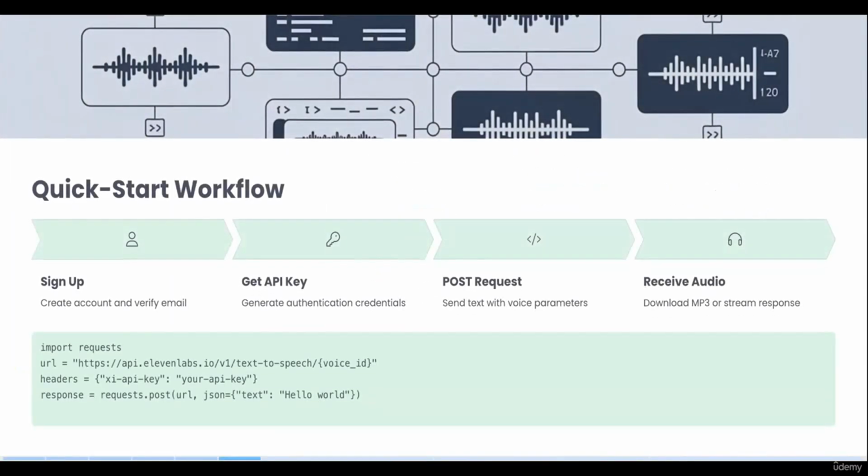If we talk about the quick start workflow, you just need to sign up, create an account and verify email, get an API key, generate authentication credentials, send POST requests with text and voice parameters, and receive audio. You can download the MP3 or stream the response.